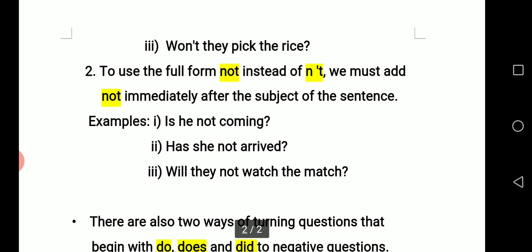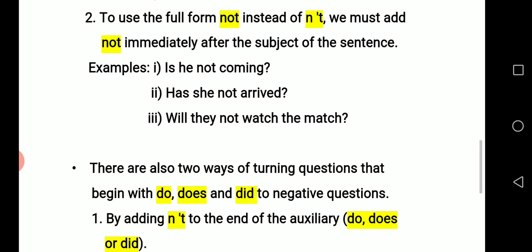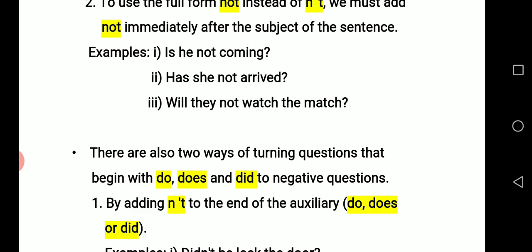Another rule is to use the full form not, N-O-T, instead of the contracted form n apostrophe t. In this case, we must add the not immediately after the subject of the sentence. For example, is he not coming? Has she not arrived? Will they not watch the match?